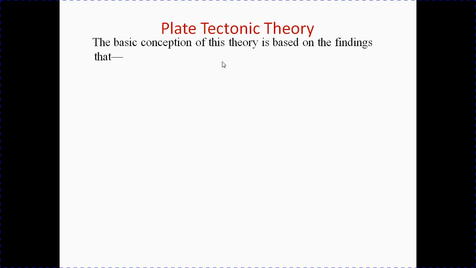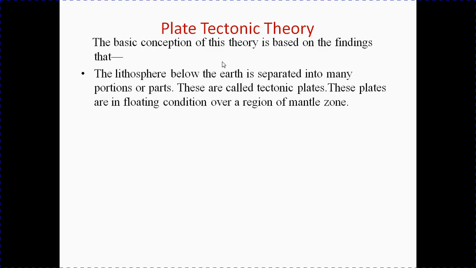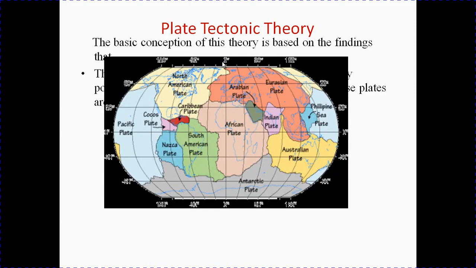The basic conceptions of this theory are based on the findings. The lithosphere below the Earth is separated into many portions or parts. These are called tectonic plates. These plates are floating over a region of the mantle zone. These plates fit together like a zigzag puzzle. Look at the picture. This picture shows you the different plates of the Earth's surface.